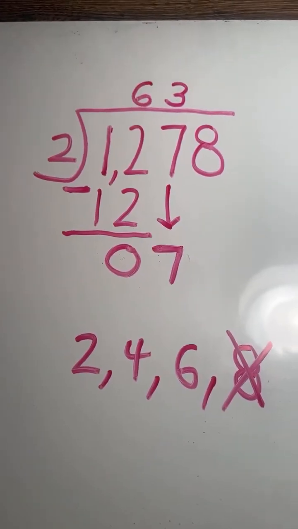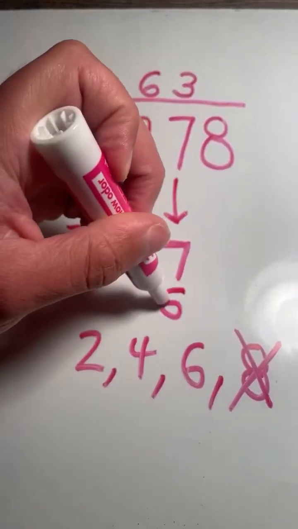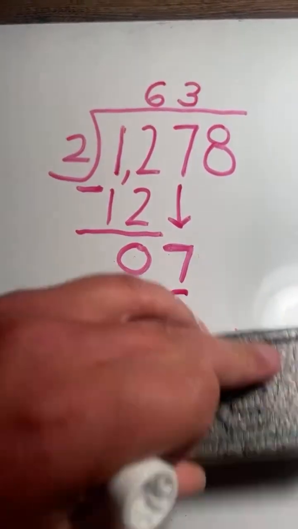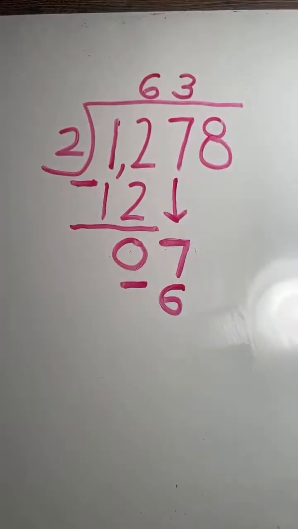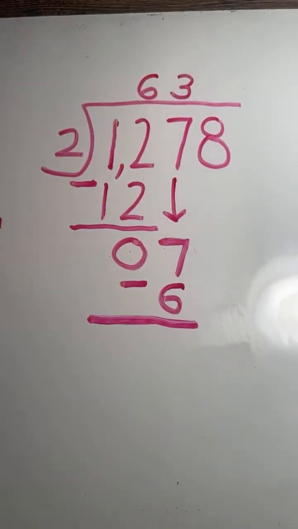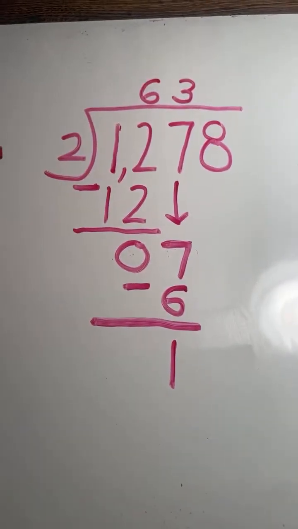Now, the closest I could get to 7 without going over was 6. So 6 is what we have to subtract to find our remainder. So 7 minus 6 equals 1. We have a remainder of 1.